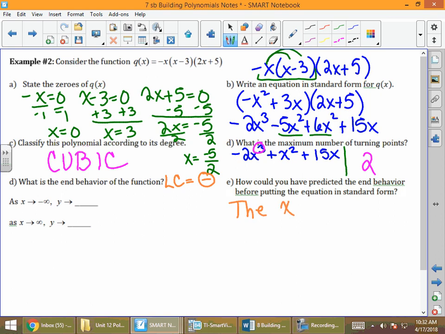the x is negative in the question. It says, how can you predict the end behavior? The x is negative. So that tells me that the leading coefficient is negative. So when we come over here, we know that to the far right, since our leading coefficient is negative, our graph is going to be going downward towards negative infinity.